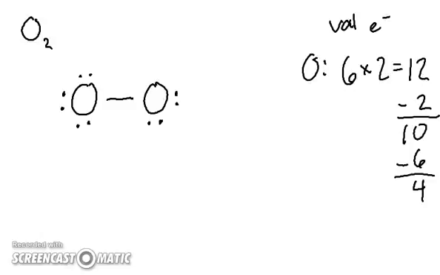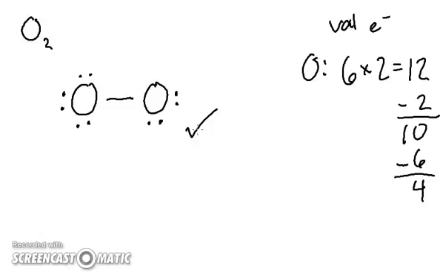Once we run out of electrons, we need to do our double check process to make sure that we have completed this. So, counting up the total electrons, I do see that I have a total of 2, 4, 6, 8, 10, 12 electrons. So that passes my first check of total number of valence electrons.